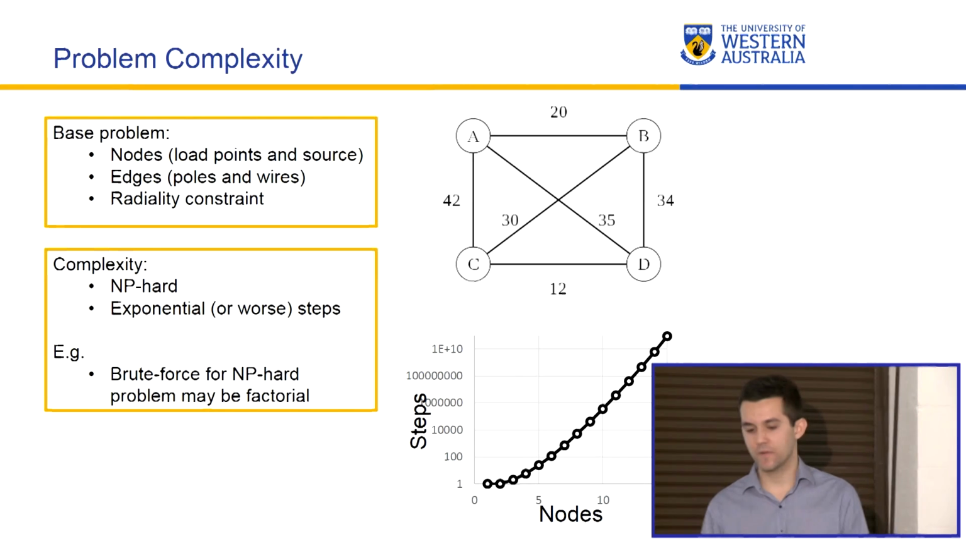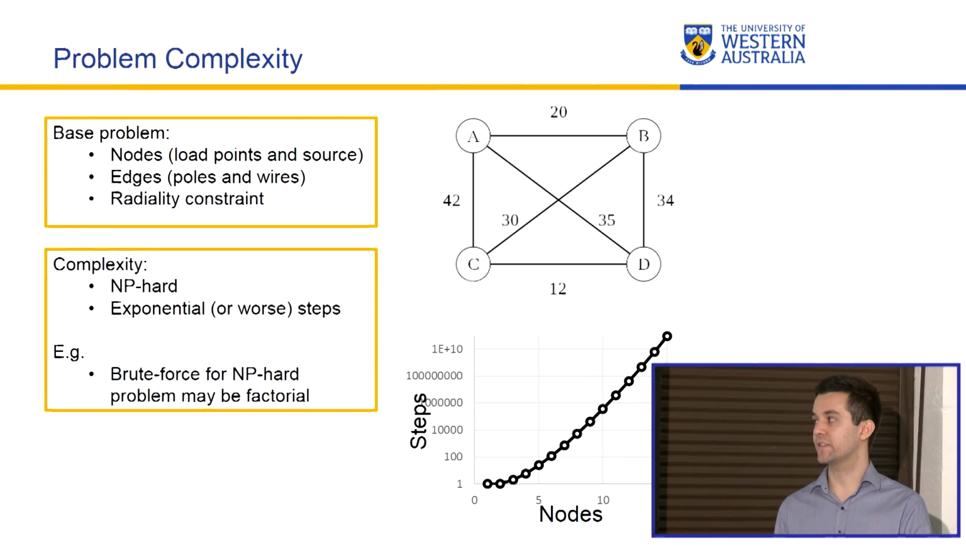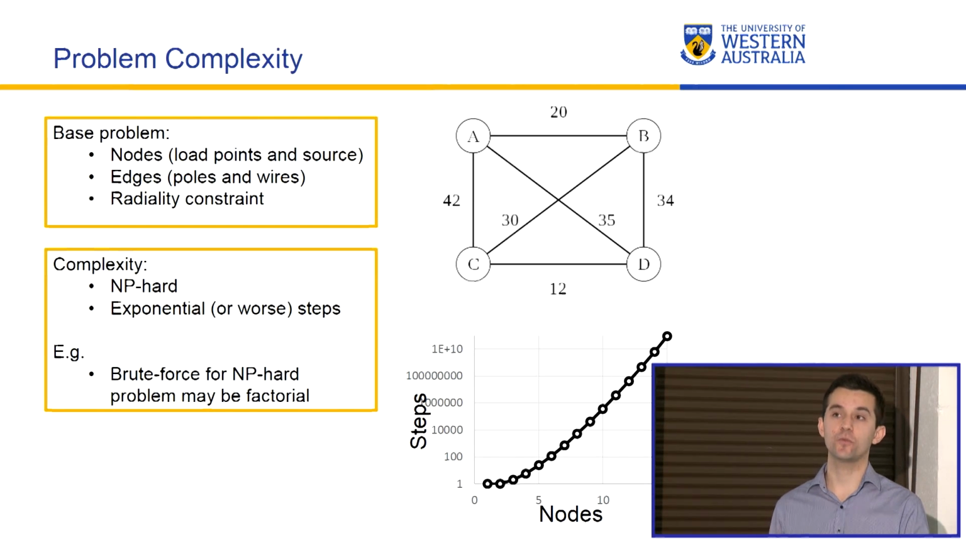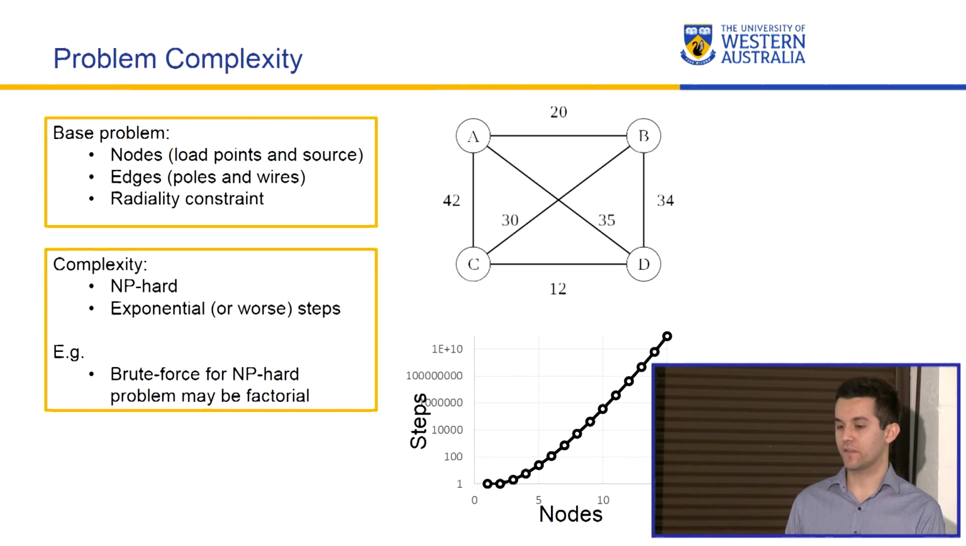So this problem is considered NP-hard, as it's similar to other NP-hard problems, such as the traveling salesman problem and the Steiner tree problem, where NP just refers to non-deterministic polynomial time algorithms. What this means is that a solution cannot be found by a deterministic algorithm, or it's unknown whether a solution can be found. So what this results in is that the time taken to solve these problems using a deterministic algorithm can be exponential or potentially even worse.